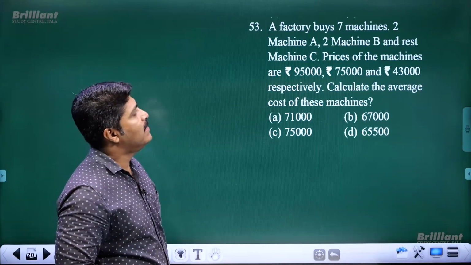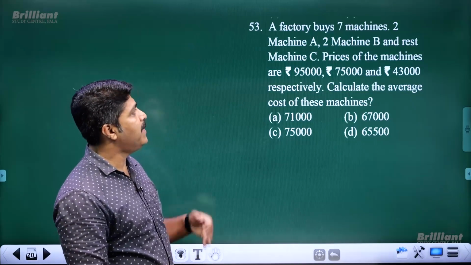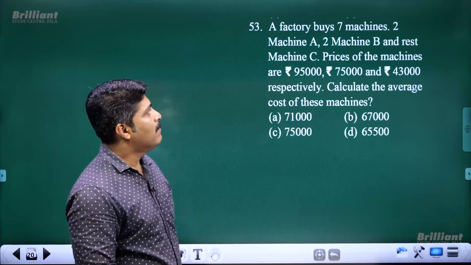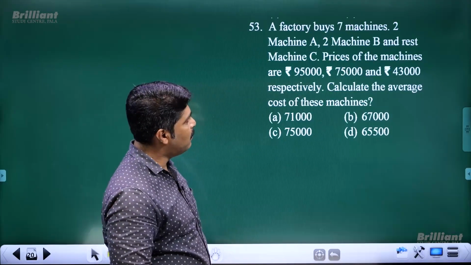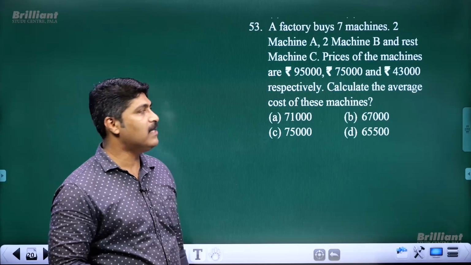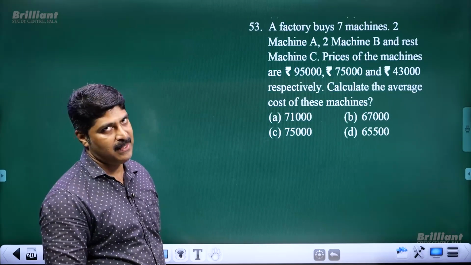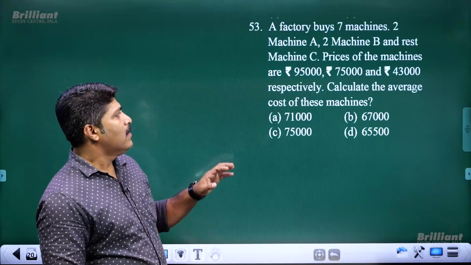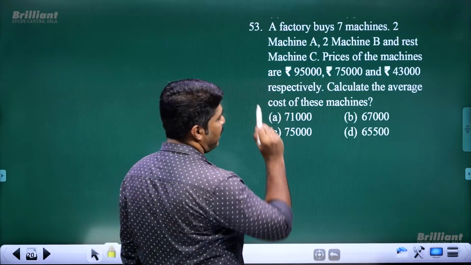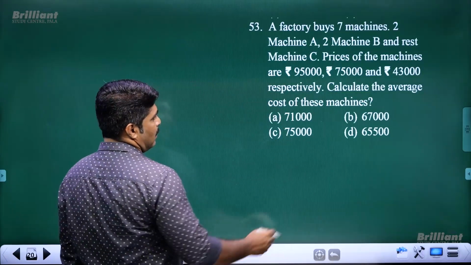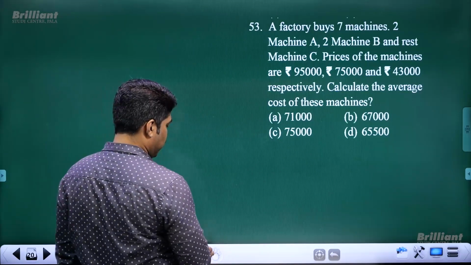A factory buys 7 machines. 2 machine A, 2 machine B and the rest machine C. Prices of the machines are rupees 95,000, 75,000 and 43,000 respectively. Calculate the average cost of these machines. Clear? So this is the case of weighted average. Here we have 7 machines in total.